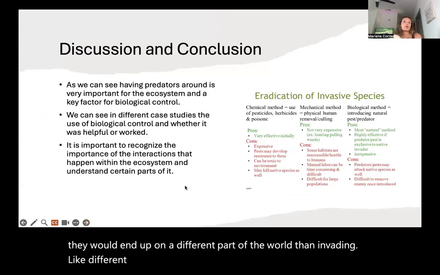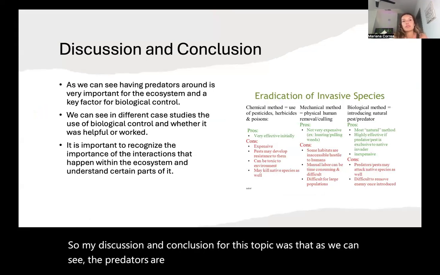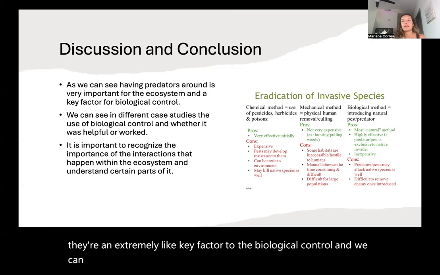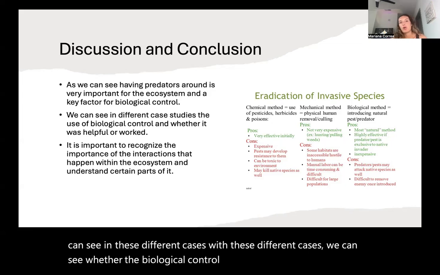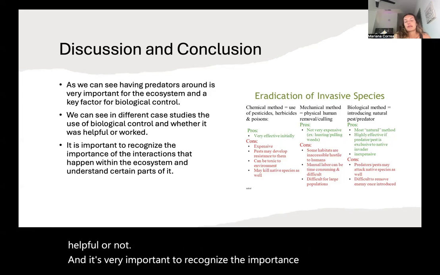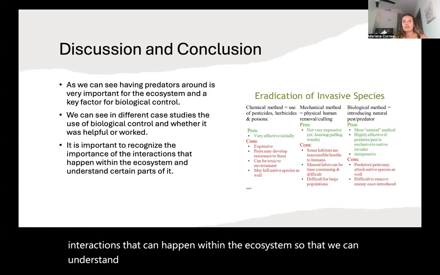My discussion and conclusion for this topic was that, as we can see, predators are a very important part of the ecosystem, and an extremely key factor in biological control. In these different cases, we can see whether the biological control has worked or been helpful or not. It's very important to recognize the importance of these interactions within the ecosystem so that we can understand why certain things happen and be more aware of everything.